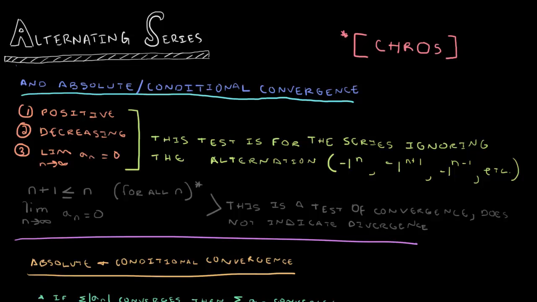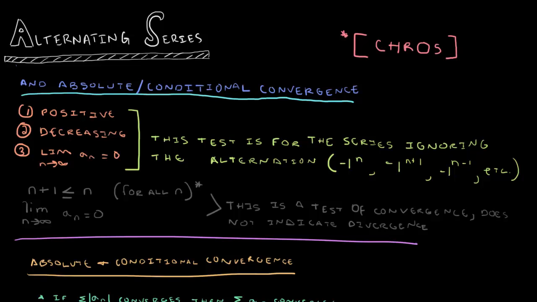This is a quick tutorial on alternating series and absolute and conditional convergence. There are some basic things we have to check to use the alternating series test. The terms must be always positive, always decreasing, and the limit of a sub n as n approaches infinity must equal 0. When you're testing for positive, decreasing, and the limit, you ignore the alternation, the negative 1 to the n, negative 1 to the n plus 1, etc. I've rewritten these rules below, so you can see that a sub n plus 1 must be less than or equal to a sub n.